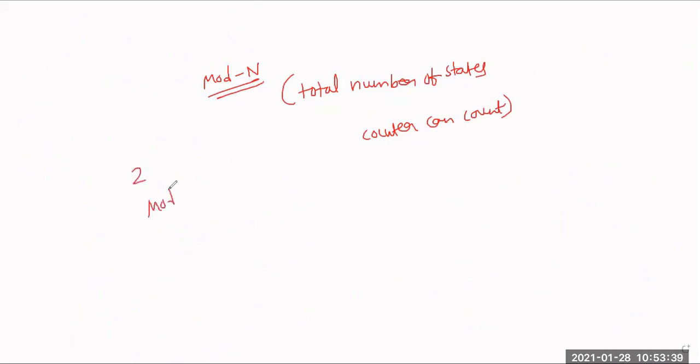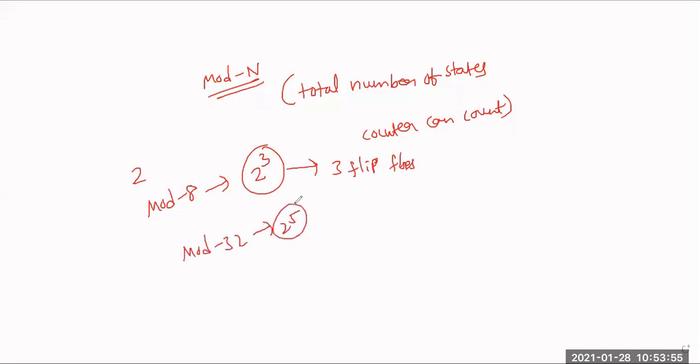Okay, if it is mod 8 counter, then directly I can write it as 2 cube. So 2 power లో రాయొచ్చా చెక్ చేసుకుంటాను. సో 2 power 3 రాయొచ్చు. సో దట్స్ వై 3 flip flops, 3 flip flops or 3 bit counter అనొచ్చు దీన్ని. అండ్ mod 32 counter, సో దీన్ని కూడా 2 power 5 రాయొచ్చు. దీన్ని ఏమంటారంటే 5 flip flops are required or 5 bit counter.